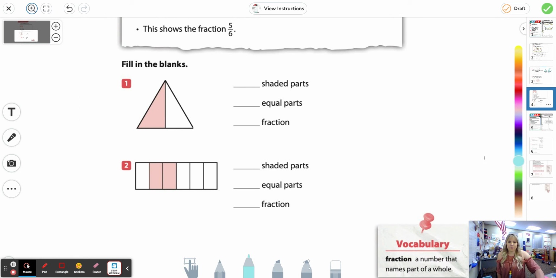Let's look at our triangle. I see that there is one shaded piece. One of these pieces is shaded. There are 1, 2 equal parts altogether. So I would say that this fraction is called 1/2. 1 out of 2 equal pieces.